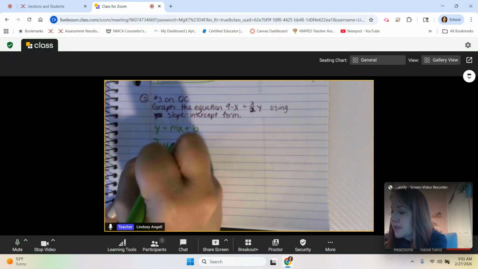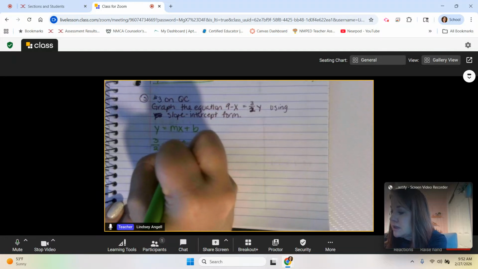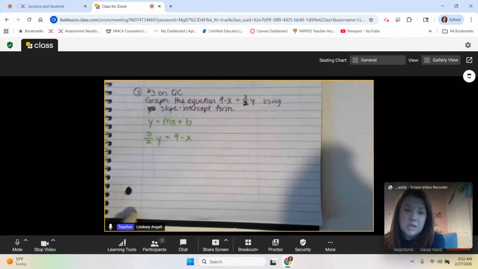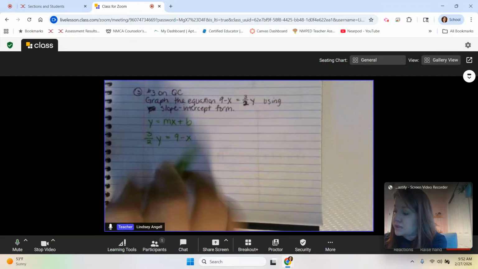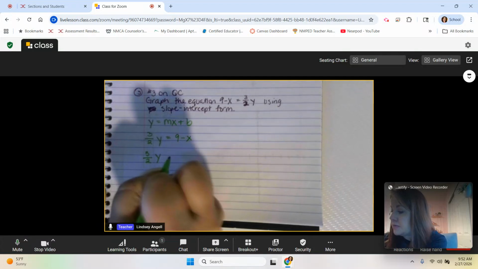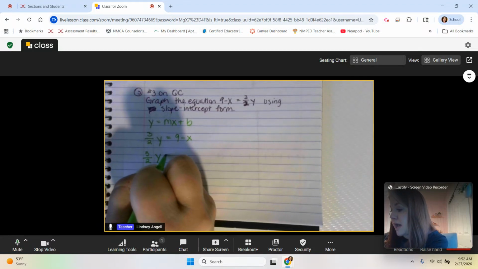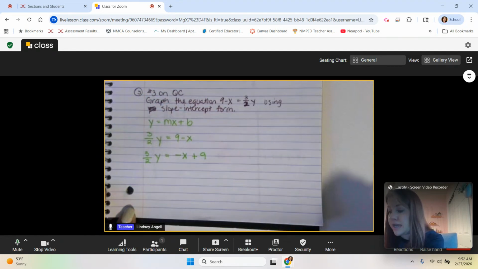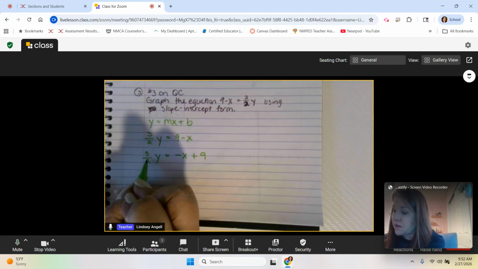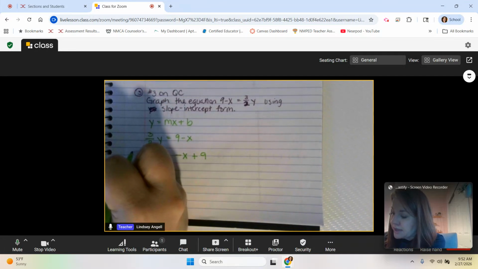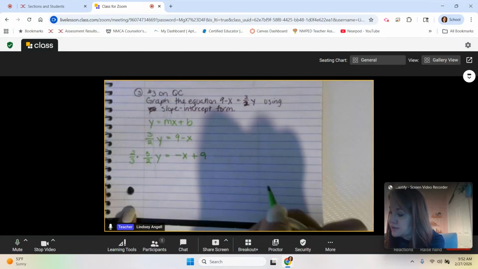So we can say 3/2 y equals 9 minus x. With that, we can flip these again, just like we did in the last couple of problems. So we still have 3/2 times y equals, and then we could say -x plus 9. I just flipped those around. Next, I want y by itself. And so I'm going to multiply by positive 2 over 3 this time.